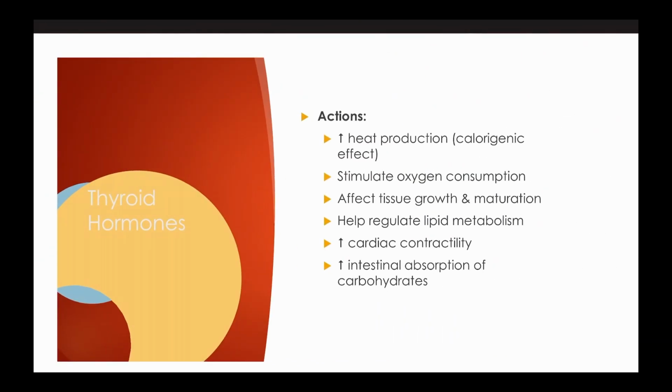So what are the actions of thyroid hormones? A lot of metabolism stuff. Increased heat production, so a calorigenic effect, so you're burning calories like crazy. If your metabolism goes up, think of it like a campfire. The campfire is burning hotter. When your metabolism is higher, you're burning through wood like crazy. So when you raise your metabolism, you're going to burn a lot of calories just sitting there at rest. Stimulates oxygen consumption, tissue growth, maturation, lipid metabolism, helps with cardiac contractility, and with intestinal absorption of carbohydrates. So a lot of things with metabolism and energy have to do with your thyroid hormone.